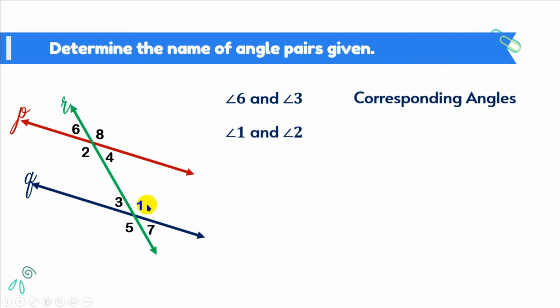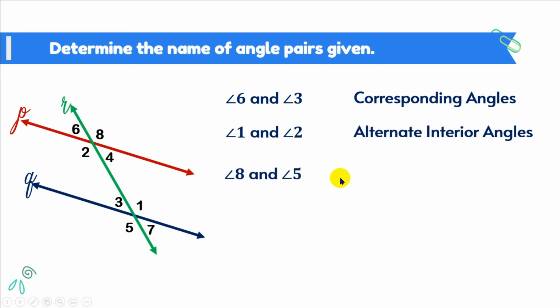Next, angle 1 and angle 2. So, both of them are interior angles. Angle 1 is on the right side while angle 2 is on the left side of the transversal line. So, magkasalungat yung position nila. And both of them are interior. So, we call this as alternate interior angles.